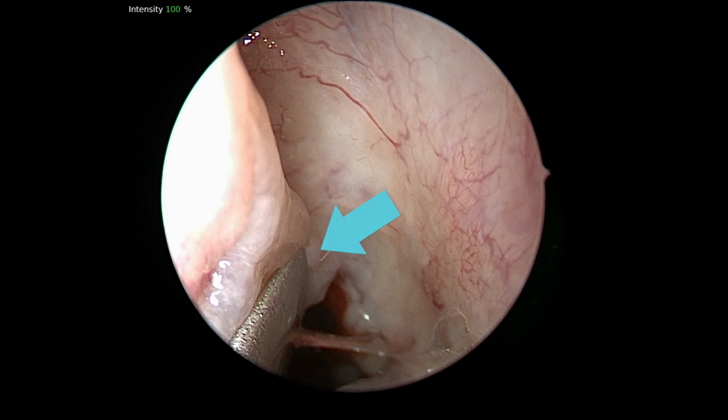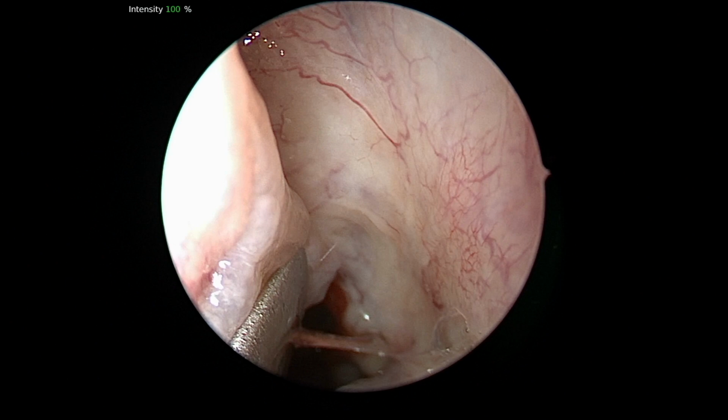a good approximation of the sphenopalatine foramen, the origin of the parasympathetic innervation to the nasal cavity. The target zone of cryotreatment would be around this area here. If you place the device too anteriorly, you're going to end up freezing the fontanelle of the maxillary sinus, which is obviously not going to be therapeutic.